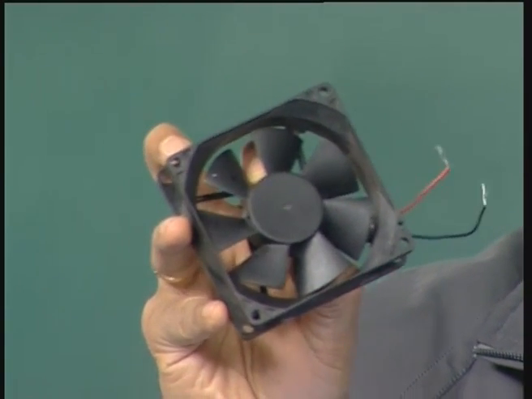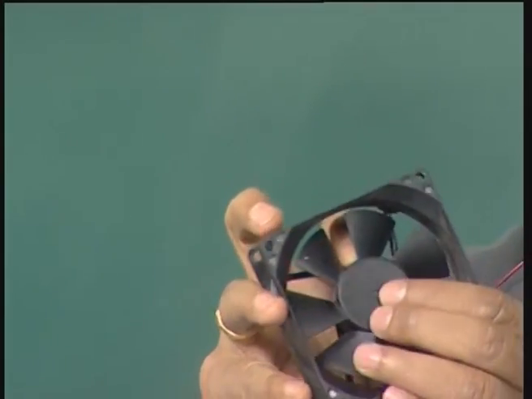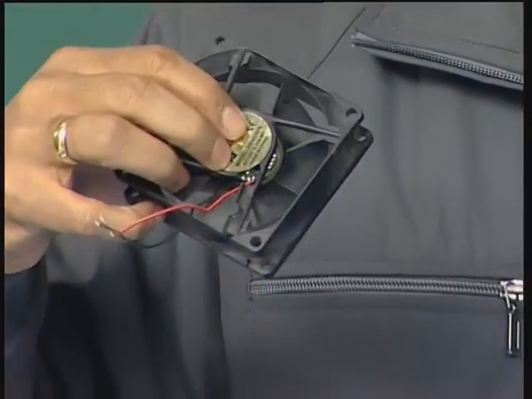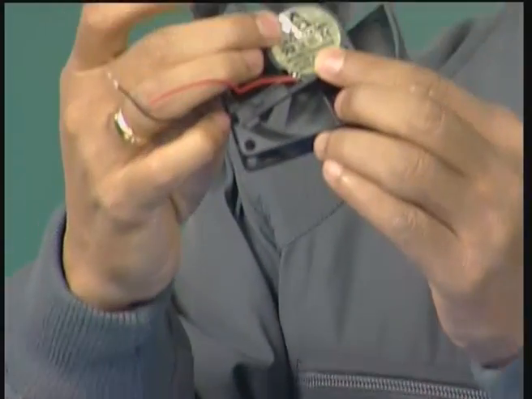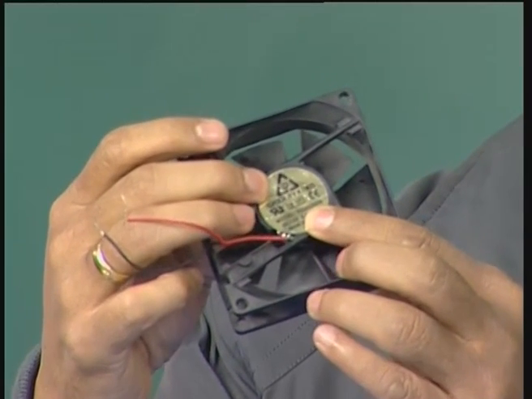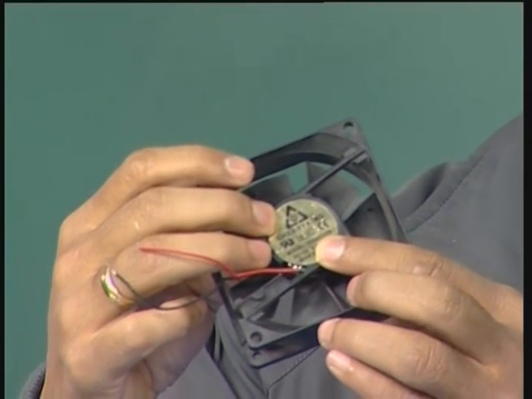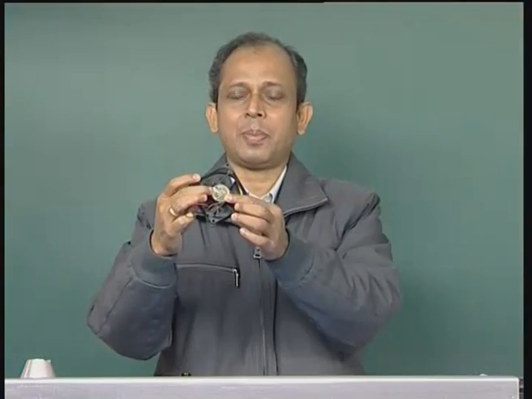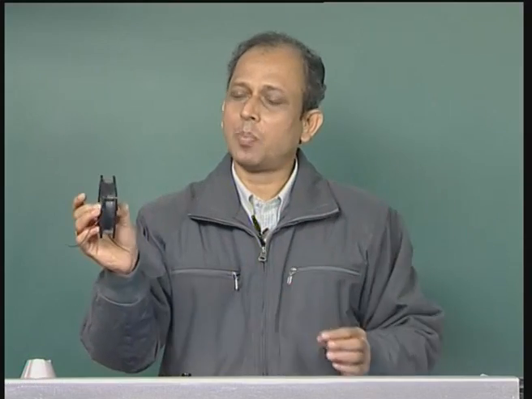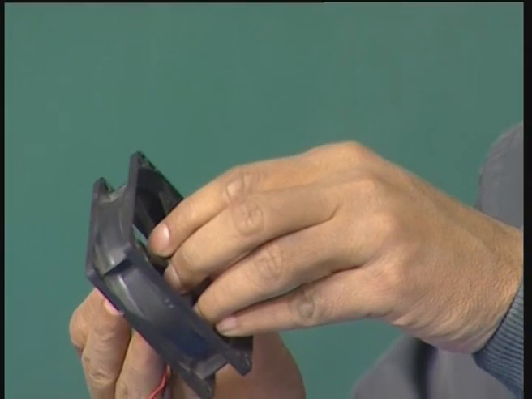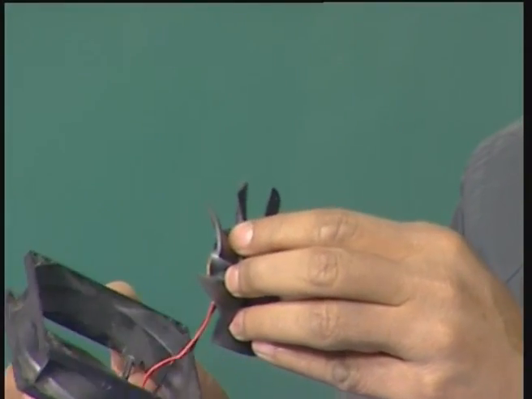Now, if we see the back side of this, we have the rating of the fan, and the rating shows that it is a 12 volt fan, approximately 0.14 ampere or 140 milliampere. So, roughly it is close to, let us say, 2 watt. So, it is basically a 2 watt fan which is used for computer power supply. Now, we can open up this fan and see the structure inside the fan.